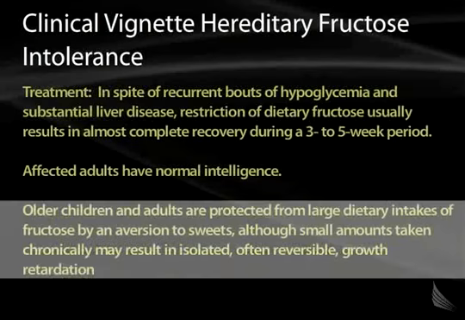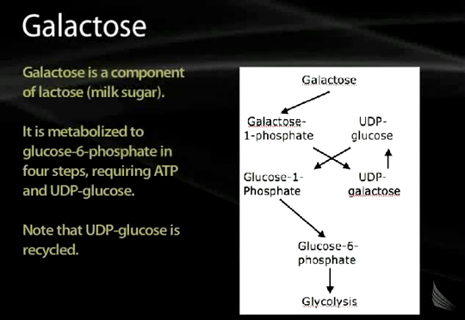Now, older children and adults are protected from large dietary intakes of fructose by an aversion to sweets, because when they eat anything that has fructose in it, they get very sick, and so they tend to want to avoid those types of foods. If, though, they take very small amounts chronically over a long period of time, this can lead to some toxicity, causing reversible growth retardation. So that's how we deal with fructose.